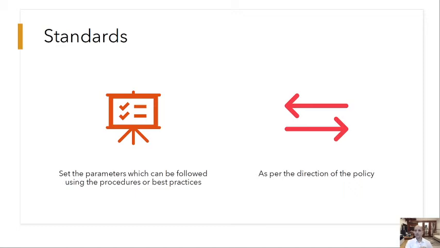So this standard, whatever control objectives or controls are written in that particular standard, then automatically to achieve those control objectives, we will use those controls, and those are the parameters for us. And to achieve those parameters, what will we use? We will use the procedure documents. We will use the best practices or guideline documents. So we can say the whole standard is as per the direction of the policy document.